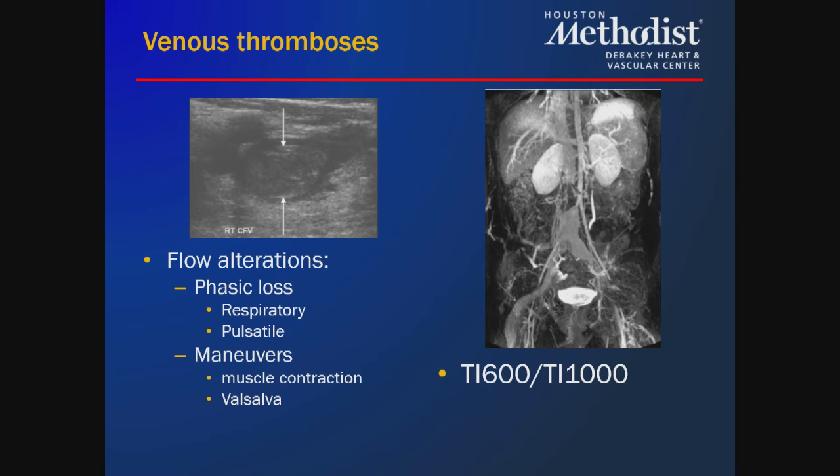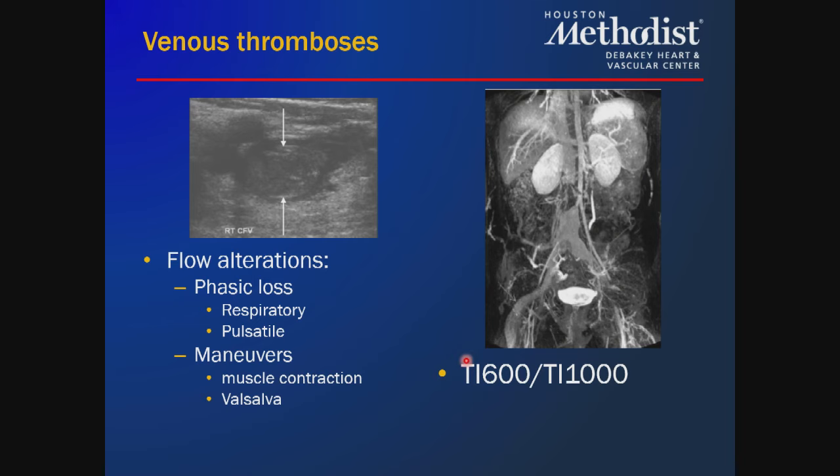On DVTs, if you ever review the vascular ultrasound, you'll actually see non-compressible vessels with flow loss. There'll be loss of respiratory variation. There will be loss of pulsatility. You can actually do maneuvers to try to bring out more blood flow and create venous variations, but these will all likely be absent in the presence of DVT.